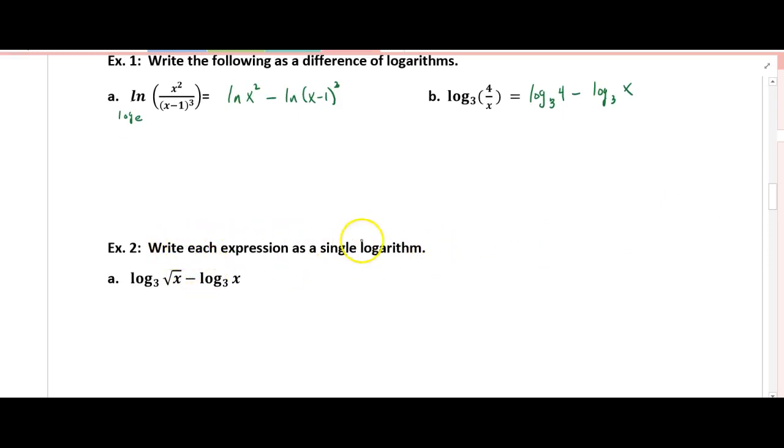Now, if I wanted to write as a single logarithm, I recognize the logs are linked by subtraction. So that means these were divided. So it'd be log base 3. This is going to be my numerator, so root x, over, this is going to be my denominator, x.